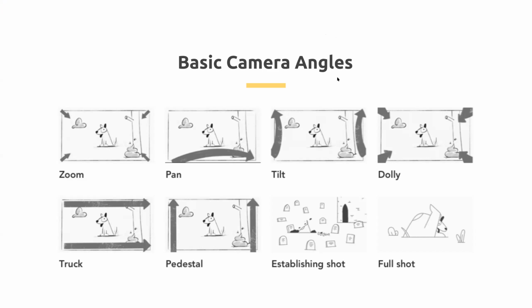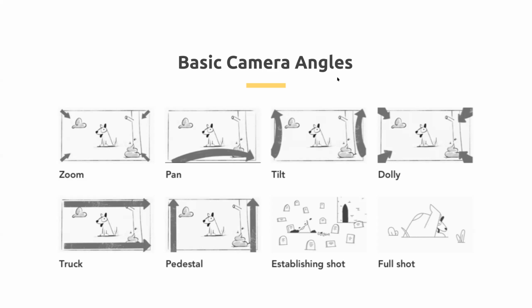I'll try not to overwhelm, but zoom, I think everyone is very familiar with. It's very standard. You're moving towards or away from a subject and you're really magnifying a focus point. It's a less natural camera move, but it can be used to emphasize something, to really zero in on a focus point.